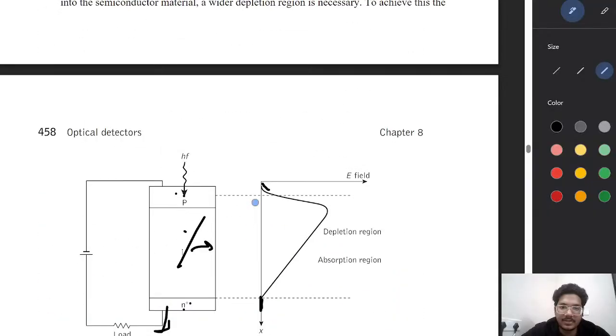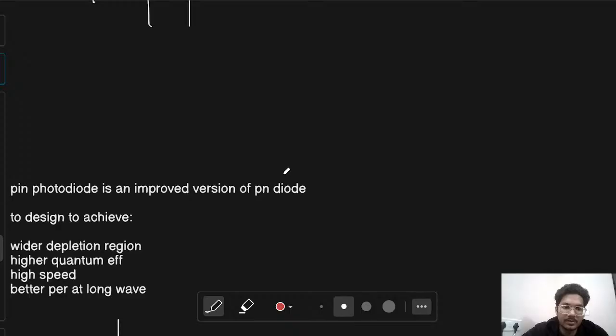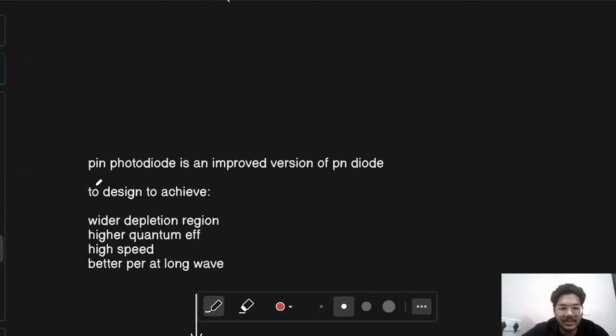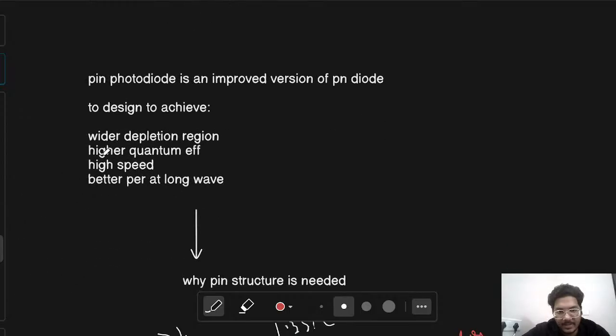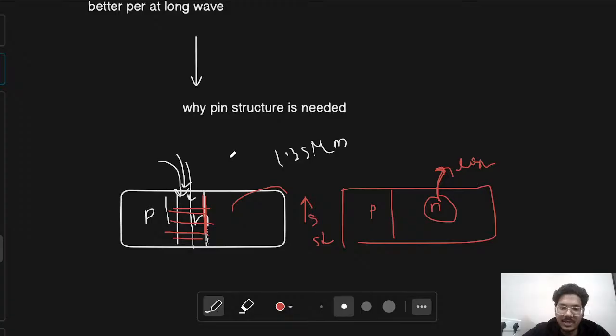In PIN diode we see the definition: why we need a PIN diode and through the PIN diode how we achieve this condition: wider depletion region, high quantum efficiency, high speed, and better performance for the longer wavelength. So why do we use the PIN diode? Because there are some limitations in the PN junction diode. After that, we move forward.